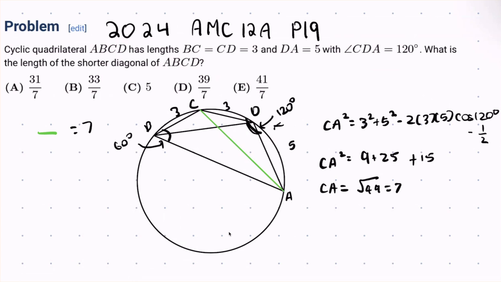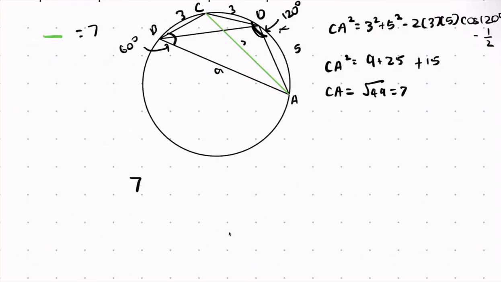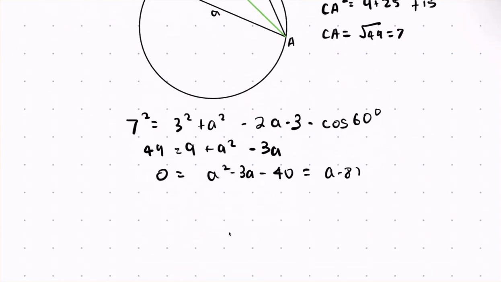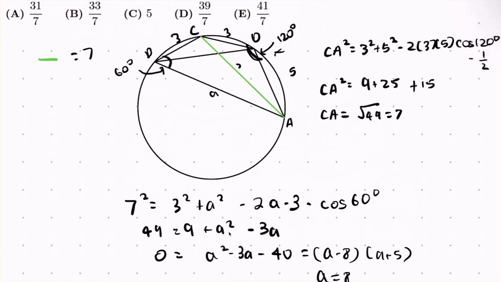Let's call the length AB equal to A. Then we can use the law of cosines again, since we already know that CA is equal to 7. So 7 squared will be equal to 3 squared plus A squared minus 2 times A times 3 times cosine of 60 degrees. But cosine of 60 degrees is just 1/2. So we subtract 3A, and 9 plus A squared will be equal to 49. And 0 is equal to A squared minus 3A minus 40, which factors as A minus 8 times A plus 5. So A must be equal to 8, since A cannot be negative. Instead of A, we can erase that and put 8.